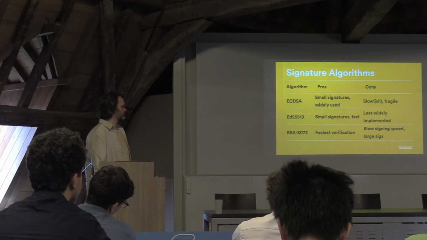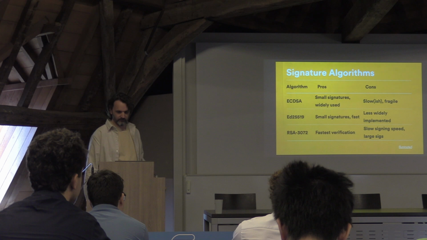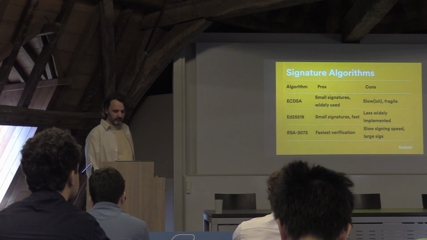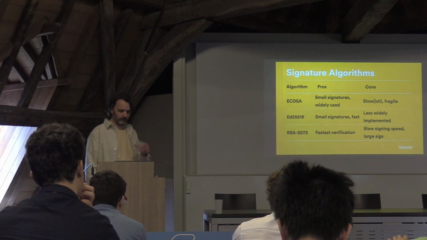It supports all the kind of modern algorithms you'd expect it to support, so elliptic curve digital signatures. 25519 is a Daniel Bernstein thing. It's very fast, kind of good security margin, but still kind of slowly being adopted. And it supports good old RSA signatures as well.